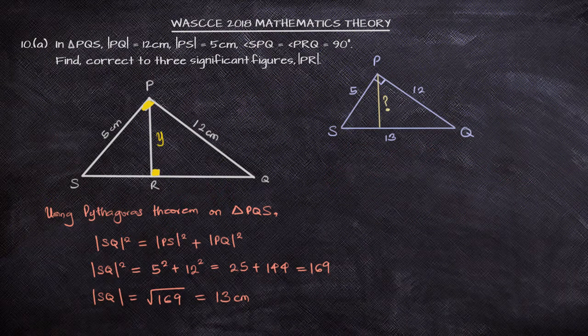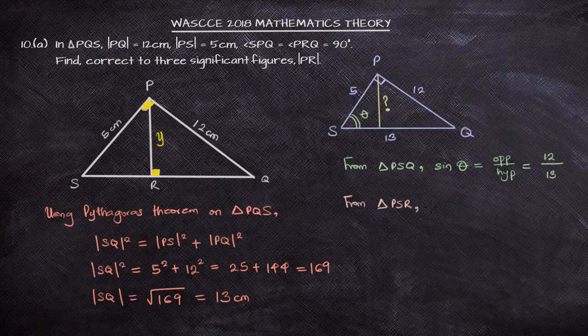I want to use another method to try and find the value of y. Now, if I take this angle at point S and call it theta, from the triangle PSQ, we can evaluate that the trig ratio sine theta is equal to opposite over hypotenuse. So that opposite is 12, the hypotenuse is 13. Now, also from the triangle PSR, we can also define the same theta, sine theta is equal to opposite, which we are looking for, and the hypotenuse, which is 5. So that will be y over 5. Now, since it's the same value of sine theta, we can equate these two, 12 over 13 and y over 5, and we can easily get the value of y.